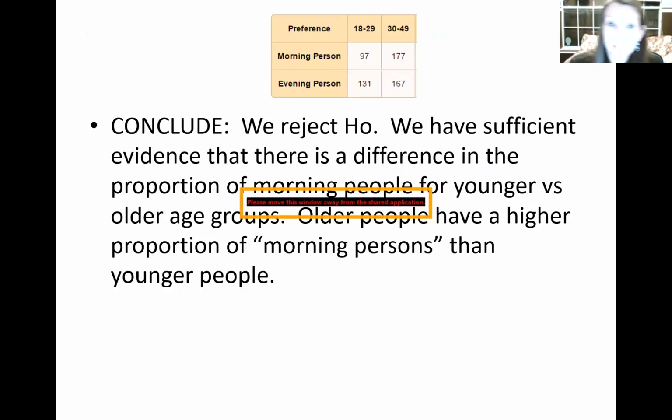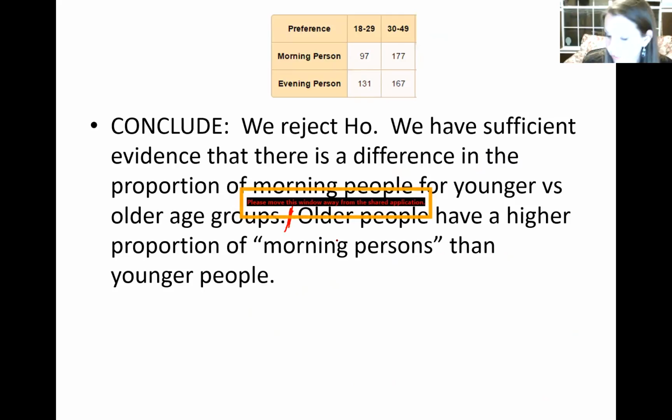And we can even take it one step further. If you don't on the exam, it's okay. If you just stopped right here, that's fine. But looking at the data that we collected, we're able to tell what direction that difference is. Based on our sample data, older people have a higher proportion of morning persons than the younger people, and we can tell that just by looking at our sample proportions.